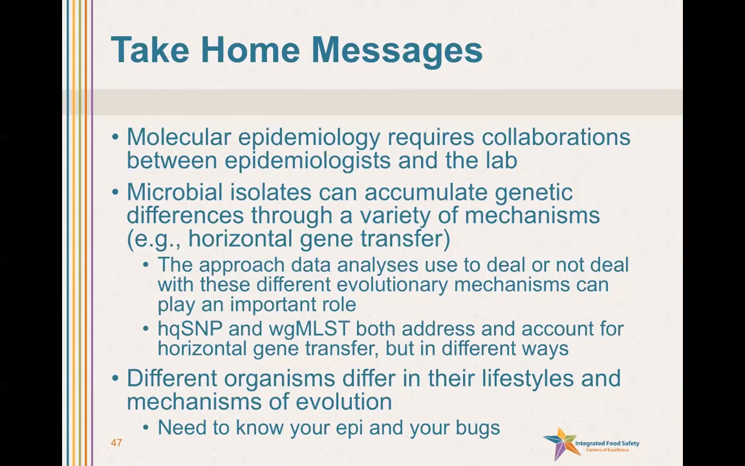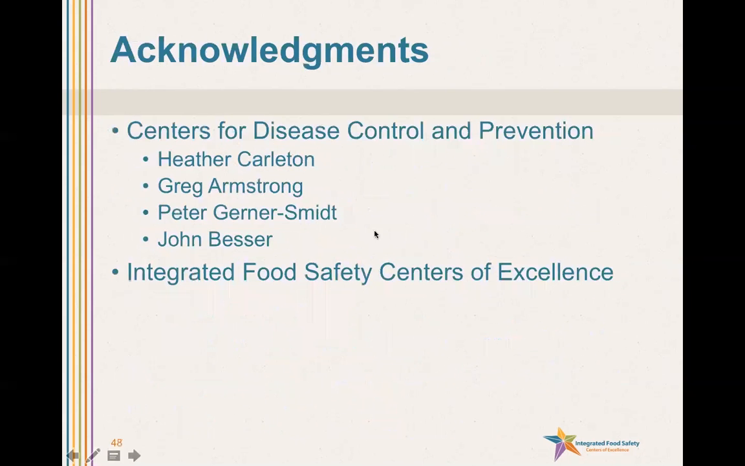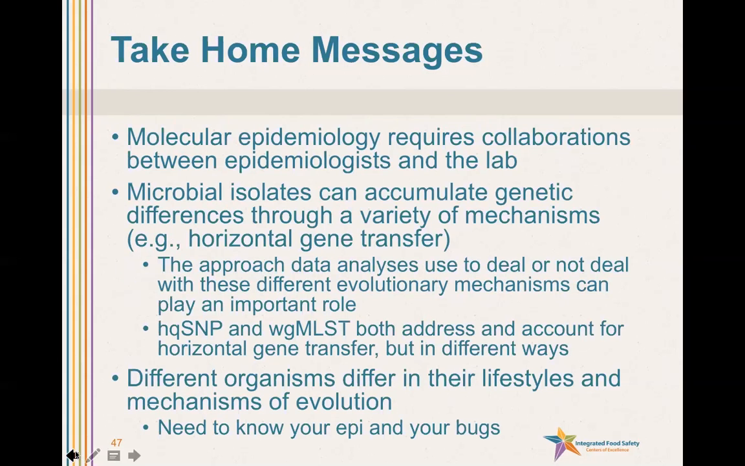The important thing to keep in mind is that microbial isolates can accumulate genetic differences through a variety of different mechanisms. Some of them change them slowly over time, such as single nucleotide polymorphisms. Other ones can allow for considerable changes very quickly due to horizontal transfer from one cell to another cell of a large chunk of DNA.